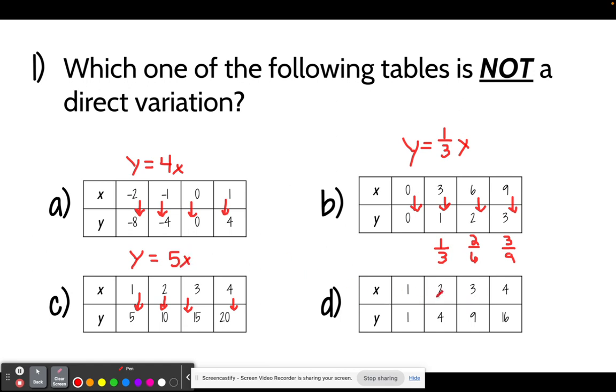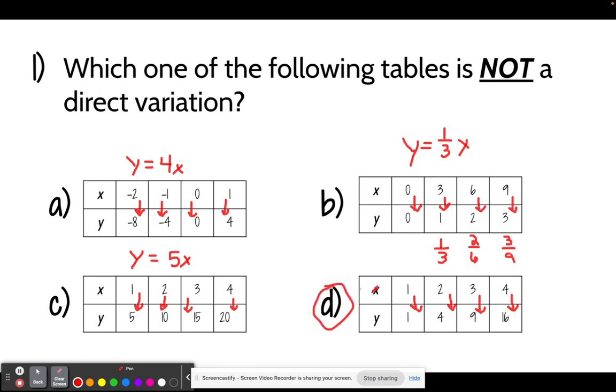Okay, let's look at the next one. 1 to 1, I'm multiplying by 1. 2 to 4, multiplying by 2. 3 to 9, multiplying by 3. 4 to 16, multiplying by 4. So 1 over 1 is not the same as 4 over 2. That is not the same as 9 over 3 or 16 over 4. But you probably did notice something. This is not a direct variation, so this is our answer.